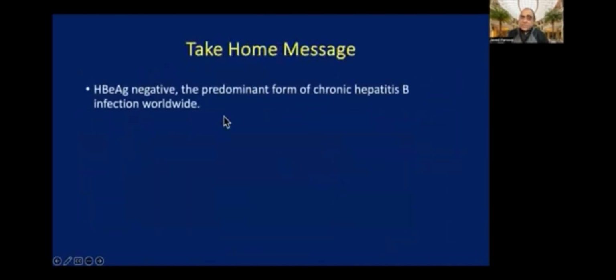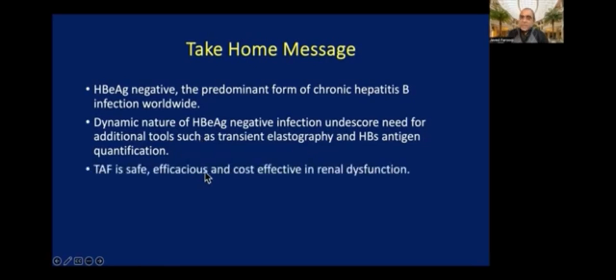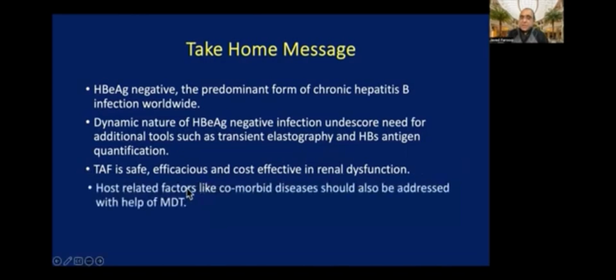So the take-home message from this case history: HBe antigen negative is the predominant form of chronic hepatitis B infection worldwide. The dynamic nature of HBe antigen negative infection underscores the need for additional tools such as elastography and HBs antigen quantification. They should be done. TAF is safe, efficacious, and cost-effective in renal dysfunction, like in this patient who was diabetic, and when she presented to us after 8 years, she had developed kidney disease. And host-related factors like comorbid diseases, diabetes, and so on should also be addressed with the help of the multidisciplinary team meeting.